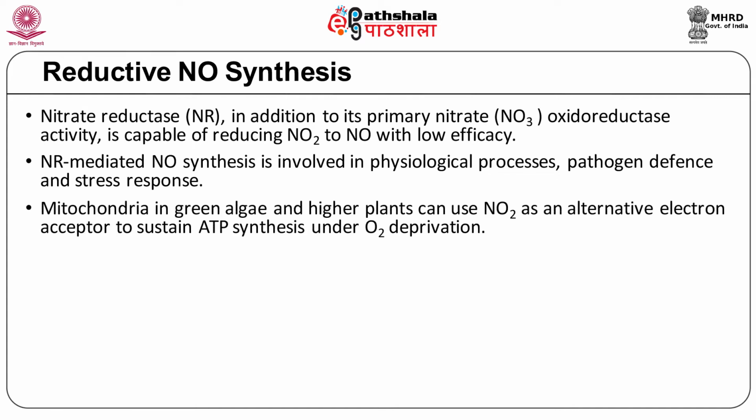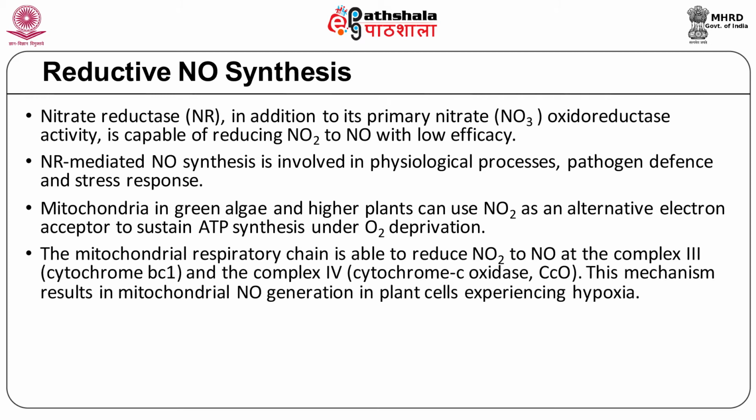Mitochondria in the green algae and higher plants can use NO2- as an alternative electron acceptor to sustain ATP synthesis under O2 deprivation. The mitochondrial respiratory chain is able to reduce NO2- to nitric oxide at complex 3, that is cytochrome bc1, and complex 4, cytochrome c oxidase. This mechanism results in mitochondrial NO generation in plant cells experiencing hypoxia.